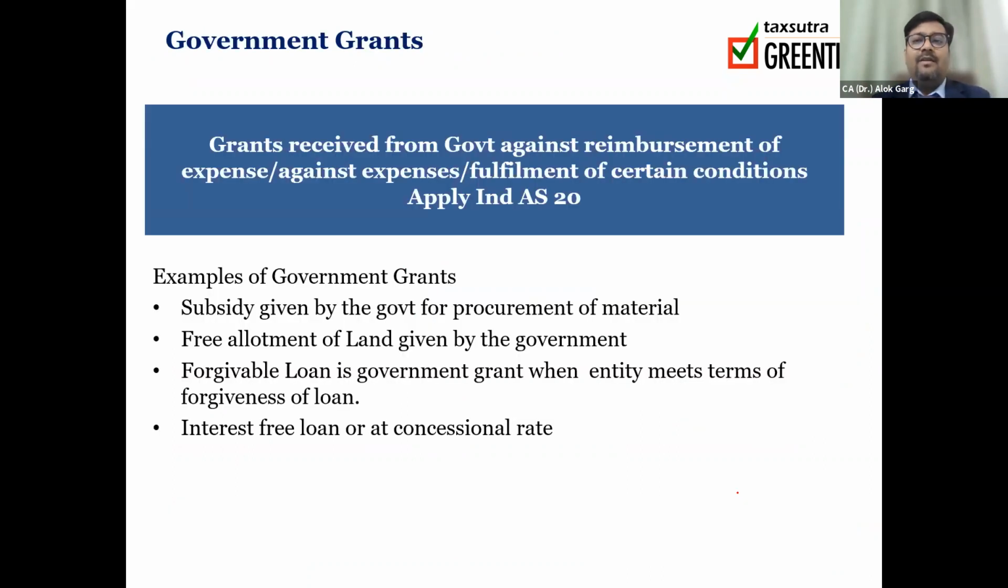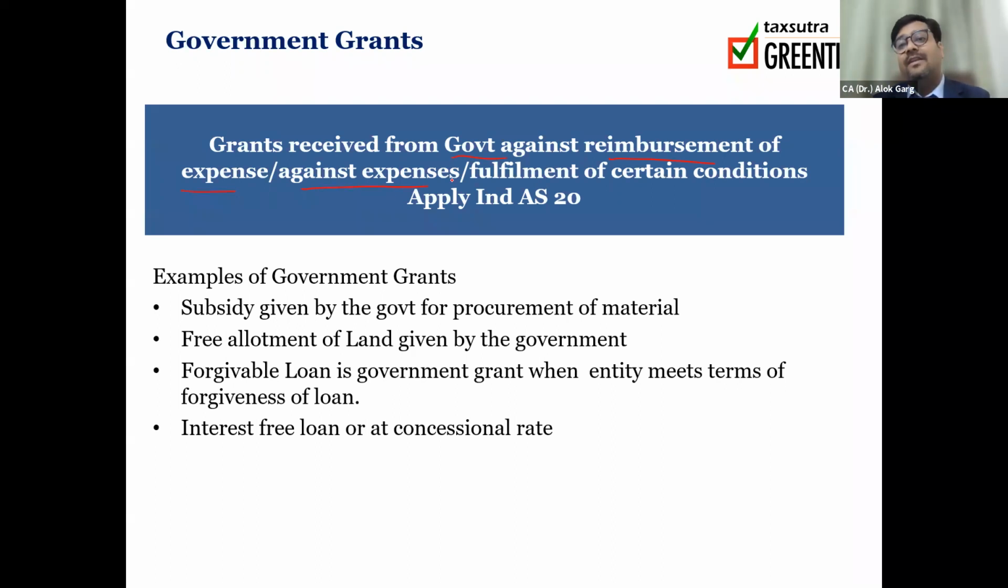Again, coming to the government grant, what are the types of government grant? What could be the example of government grant? Grants received from government against reimbursement of expenses. Okay, so first the entity is incurring some expenses, then the entity is submitting a document for getting the reimbursement of those expenses. Okay, so this is again a government grant. Or against expenses, government is providing some money to the hospitals that please treat the COVID patient free of cost. So government is providing in advance, and now they have to treat the COVID patient, they have to incur the expenditure. So this is against expenses.